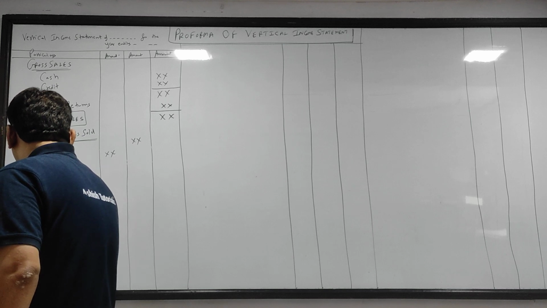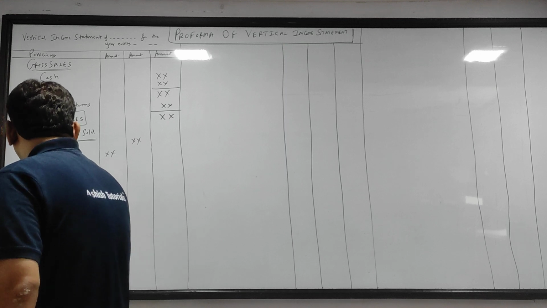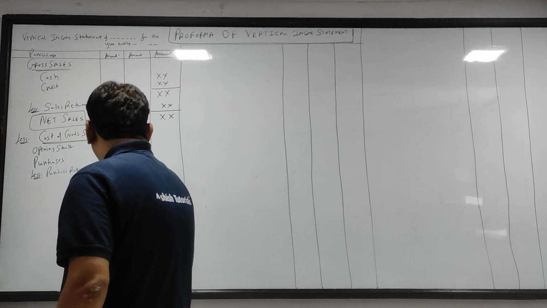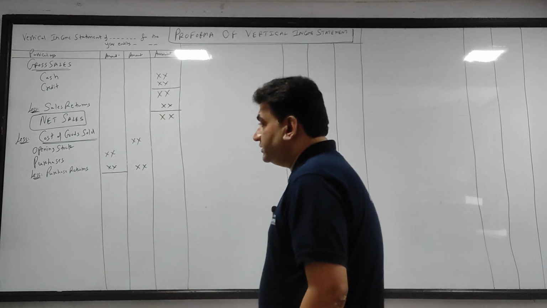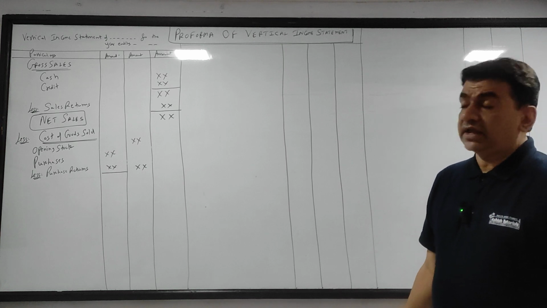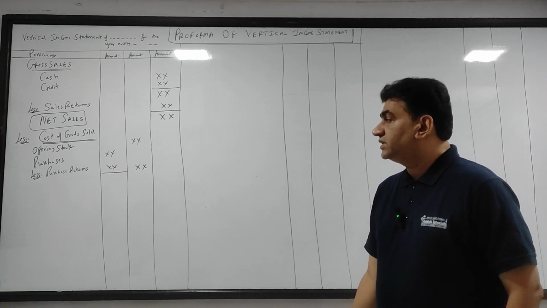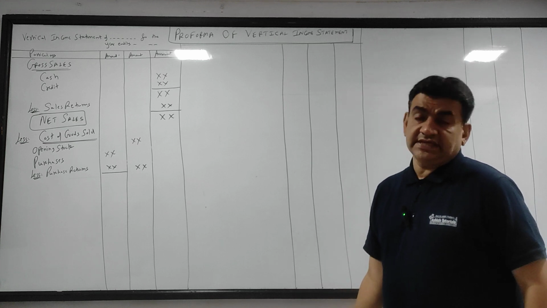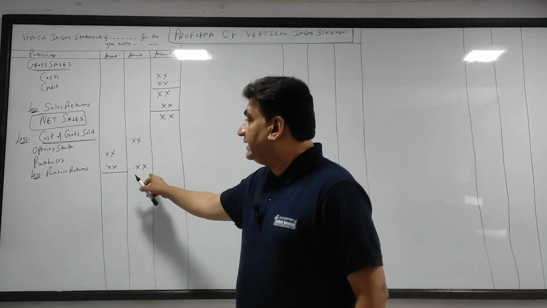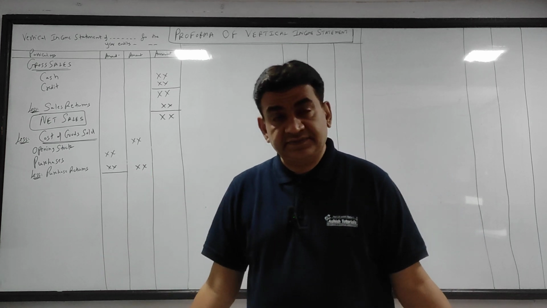From this, deduct purchase returns, and purchases minus purchase returns will come in the second column. Got it? So this figure is net purchase. Net purchase means after deducting returns.